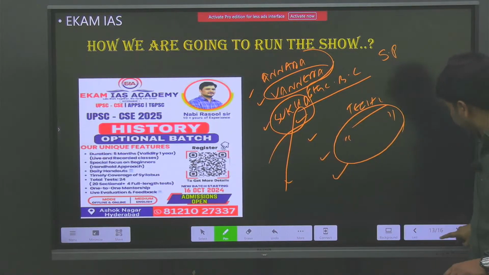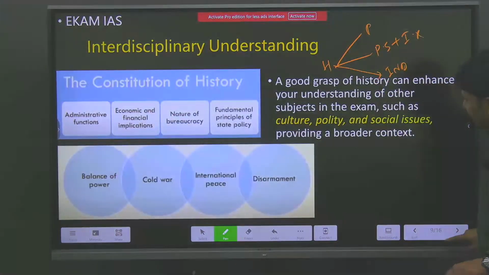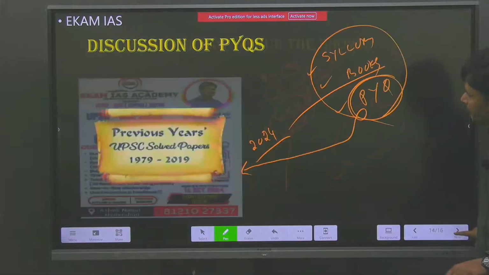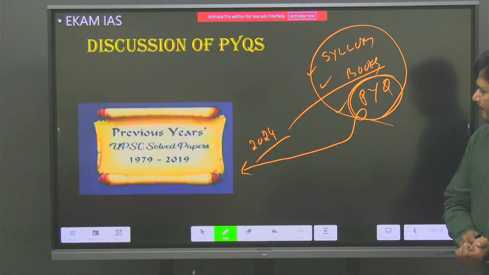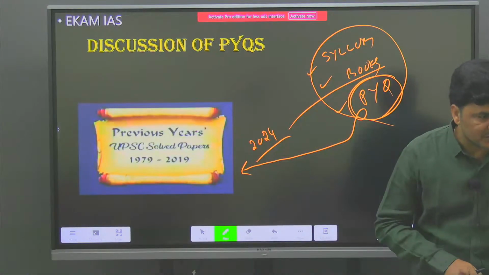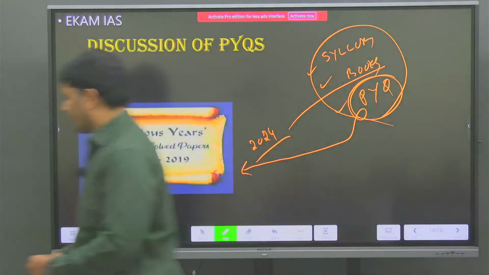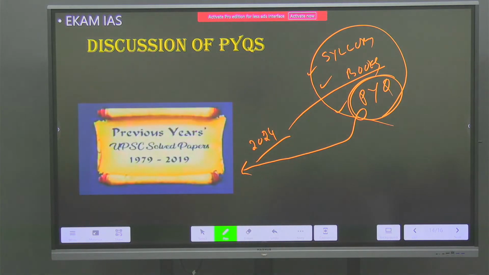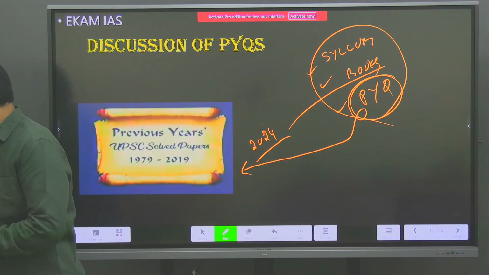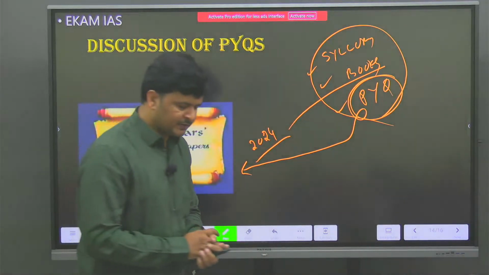Any other doubts? Besides previous year question papers, any other doubts, including online students? One of the online students asked, are you going to provide printed material? The answer is yes. Yes, we are going to provide printed material.